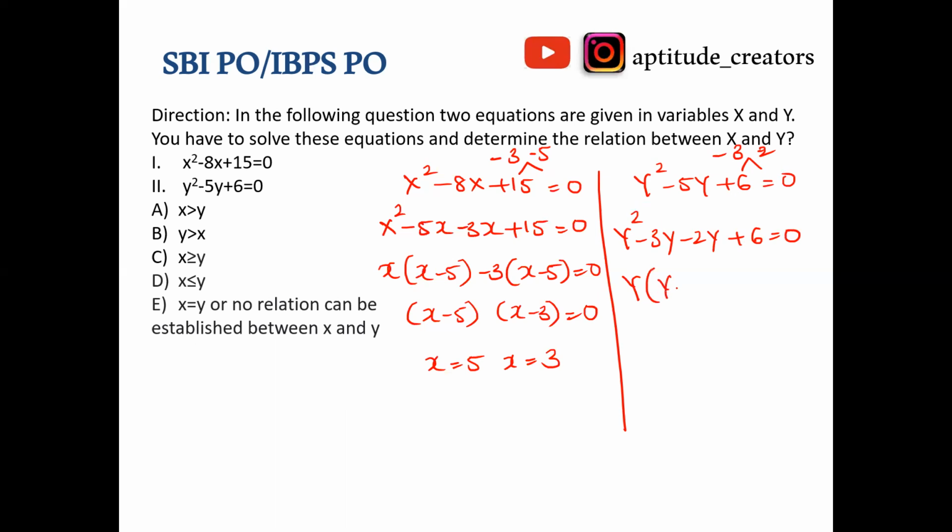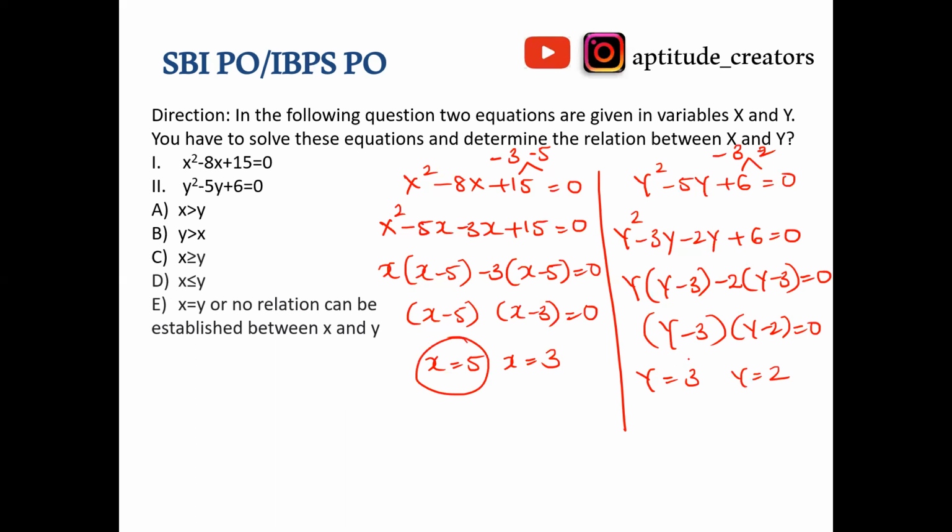Now y is taken common out, y minus 3, and here to get y minus 3, what I have to take common out is 2, equal to 0. Y minus 3, and here y minus 2 is equal to 0. Y is equal to 3, and here y is equal to 2. Now what do I have to do next? I have to compare x values with y values, and compare another x value with another y value. Correct? Now first I am going with x is equal to 5 and y is equal to 3.